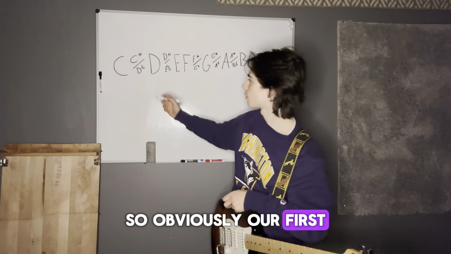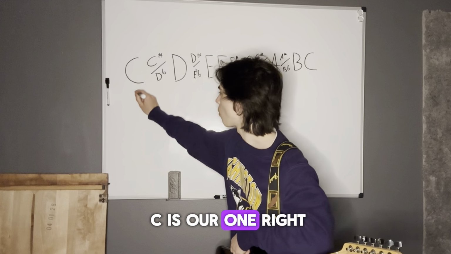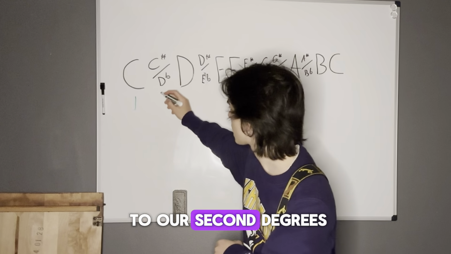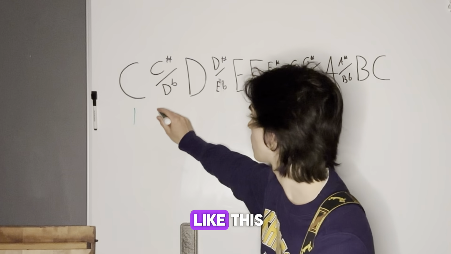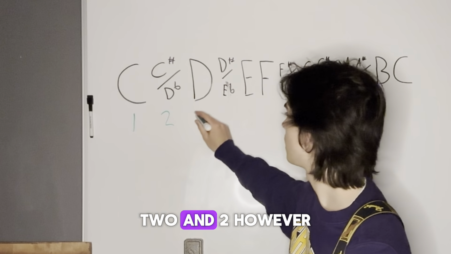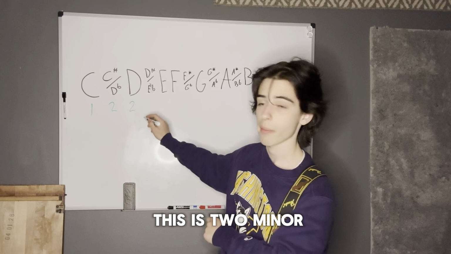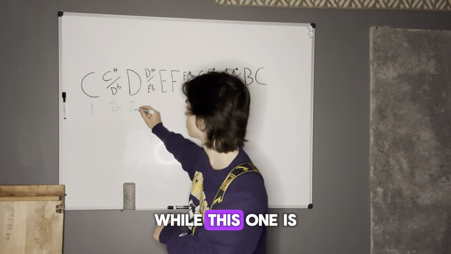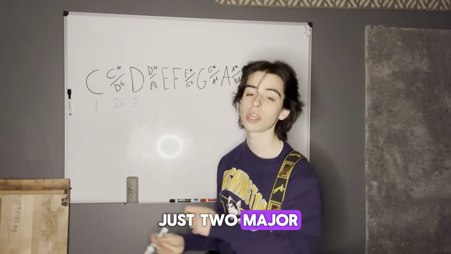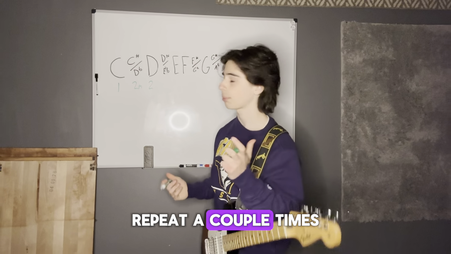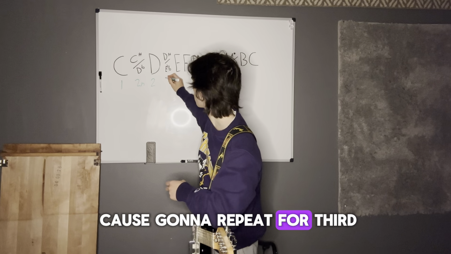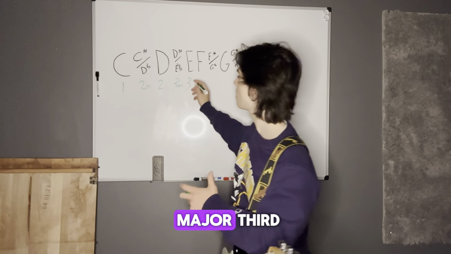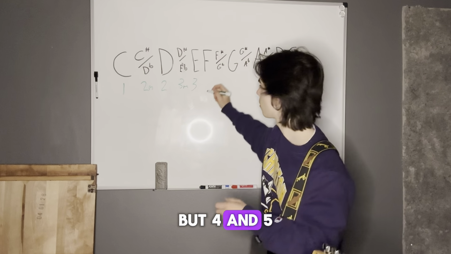So obviously our first C is our 1, right? Now we get to our second degrees, and the degrees count like this: 2 and 2. However, this is a minor 2, while this one is a major 2. And you're going to see this pattern repeat a couple times, because it repeats for the third. We have a minor third, and then a major third. But 4 and 5, it's weird.